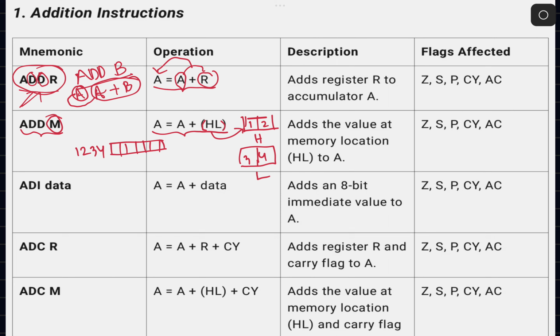So what this instruction is doing is that the HL pair is pointing to a memory location which is equal to the content of the HL pair, right? So the address of this memory location equals the content of this HL pair, and the content of that particular memory address should be added with the content of the accumulator, and the result stored in the accumulator. Okay, this is what this instruction is doing.